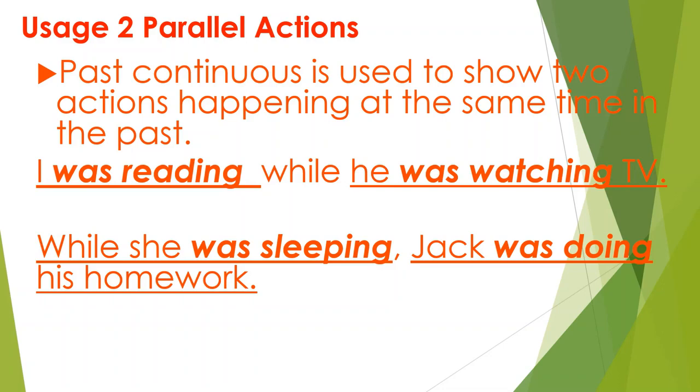The next example is while she was sleeping, Jack was doing his homework. The first action is she was sleeping. And the second one is Jack was doing his homework. So two actions happening at the same time. The first past continuous tense is was sleeping. And next is was doing.